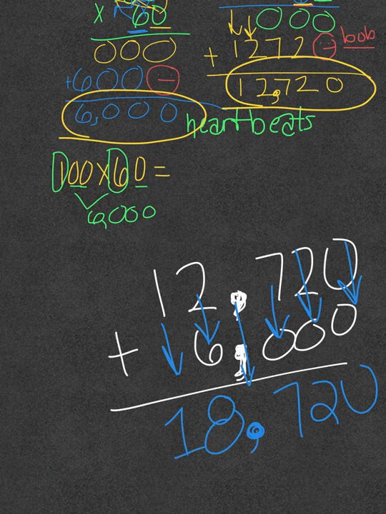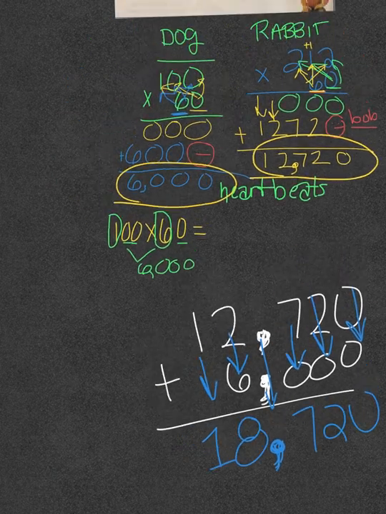Actually, that's not a decimal. That's a comma. See, that's why my commas need to be nicer. So then I have 18,720. 18,720 combined for dog and rabbit heartbeats.